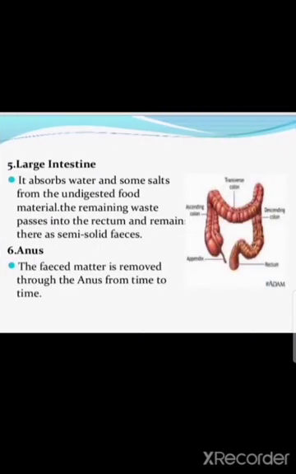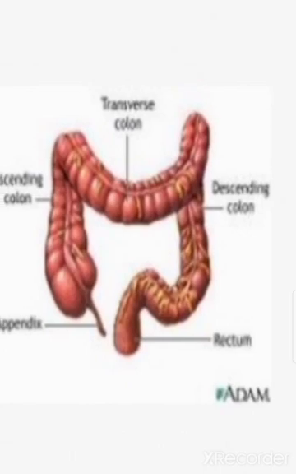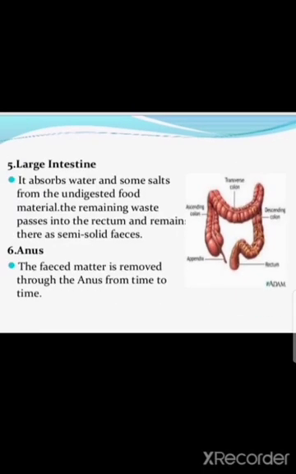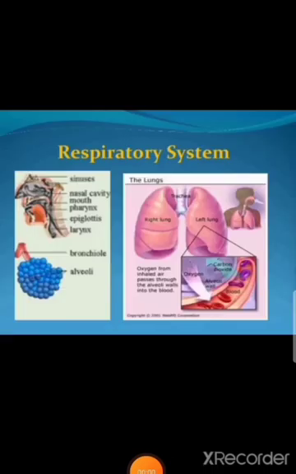Here comes the large intestine. It absorbs water and some salts from the undigested food material, and the remaining waste passes into the rectum and remains there as semi-solid feces. So this is the rectum. Anus. The waste matter is removed through the anus from time to time.